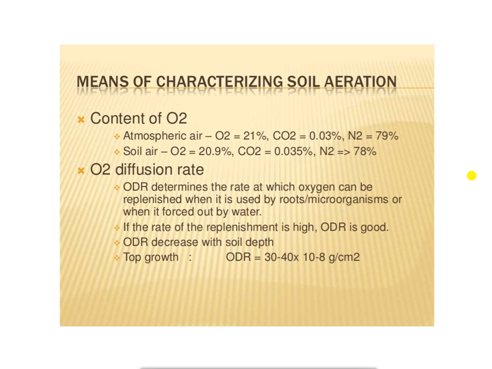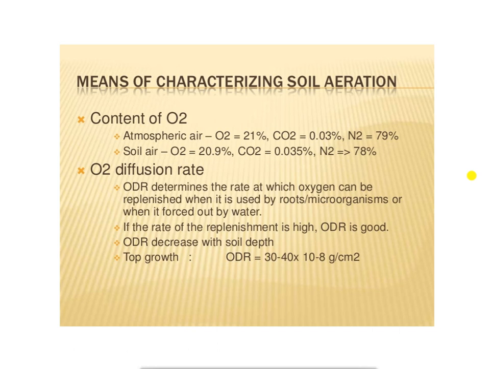Then characterization of soil air depends on the content of oxygen and oxygen diffusion rate, and content of water. Atmospheric air contains 21% oxygen, 0.03% carbon dioxide, and 79% nitrogen. In contrast, soil air contains 20.9% oxygen, 0.03% carbon dioxide, and nitrogen 78%.